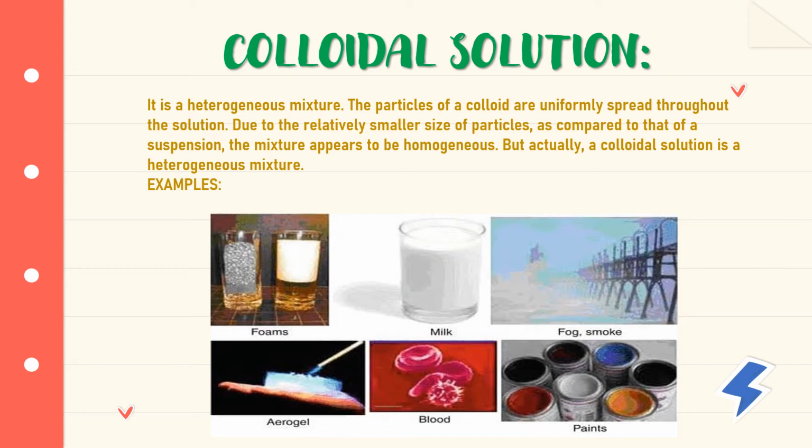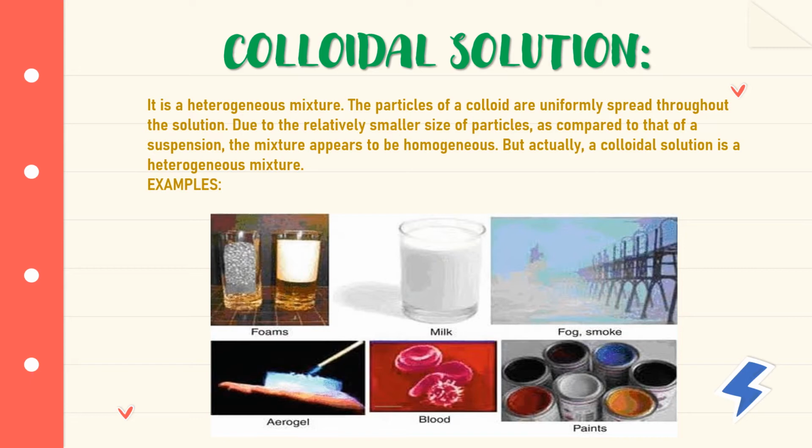For example, consider milk. Milk seems to be homogeneous, but it is actually a heterogeneous mixture, as fat and proteins are suspended in it. Now there are some more examples of colloids. You can see here colloidal solutions: foams, fog, smoke, aerogel, blood, paints. These are some other examples of colloidal solutions, and we can categorize them depending upon the state of the dispersing medium and the dispersed phase.